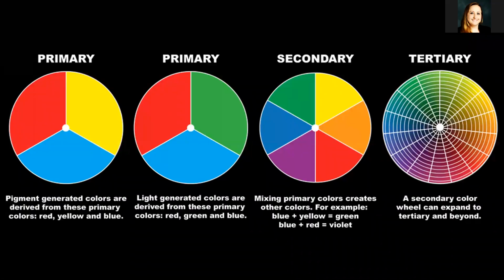There are two primary color wheels in the slide here. The first is the most traditional, consisting of red, yellow, and blue. Note that the text below says that red, yellow, and blue are pigment-generated colors. That is unlike the second primary color wheel that has red, blue, and green in it. Those colors are generated from light. I will go more into detail about that in a moment.